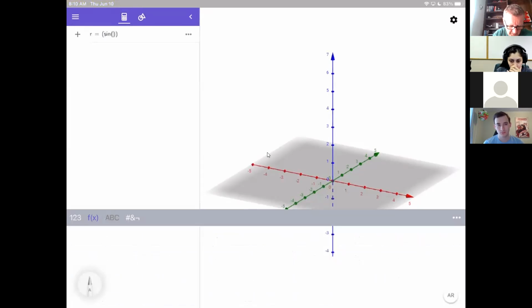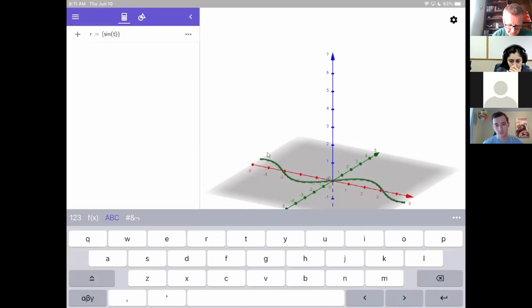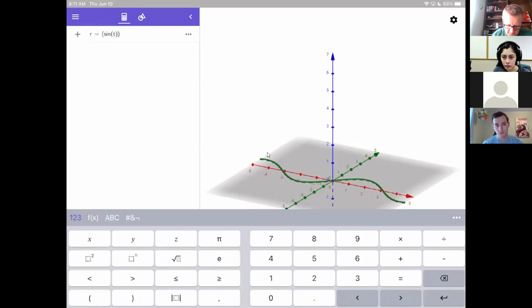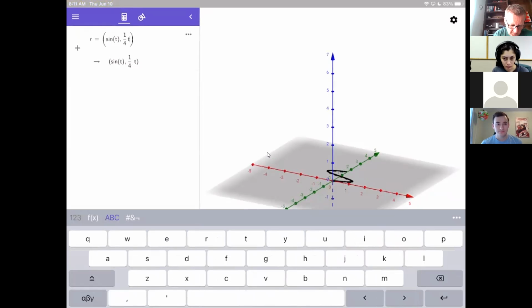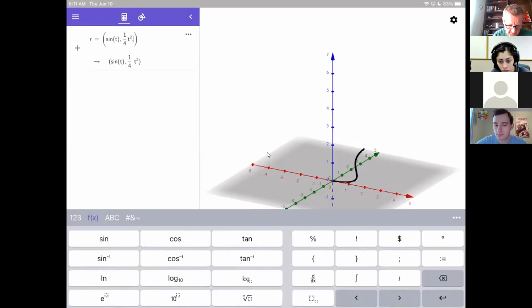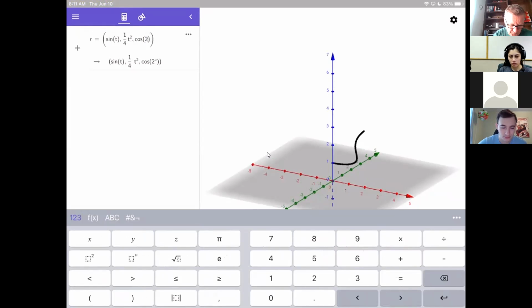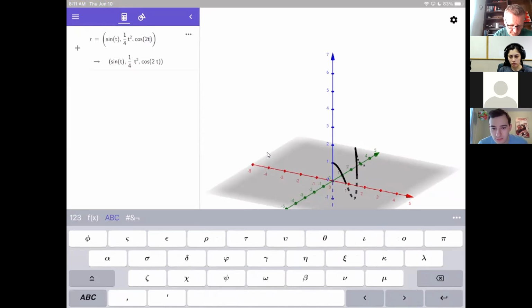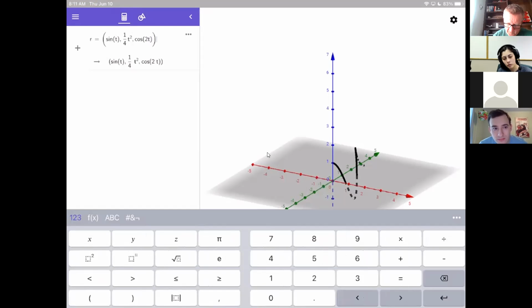So sine of T. And then we had 1/4 T squared. Get out of there, T and square it. Then get out of there, and then it was cosine of 2T. Bam.